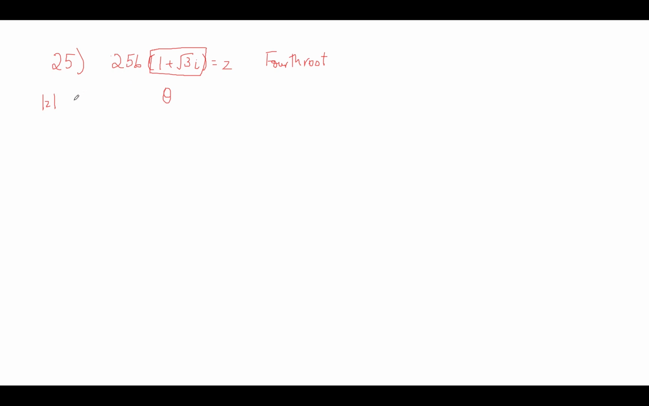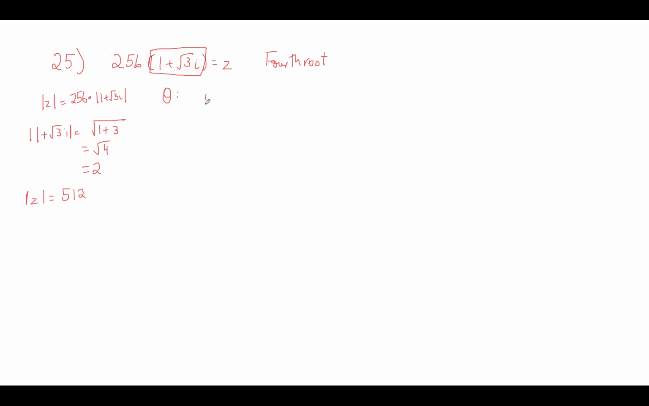So instead of multiplying this out, I'm going to say it's 256 times whatever the magnitude of 1 plus square root of 3i is. The magnitude of 1 plus square root of 3i is the square root of 1 squared plus square root of 3 squared. So that's the square root of 4, which is 2. And so the magnitude of z is 256 times 2, which is 512. So this is actually an absolute value of 512.